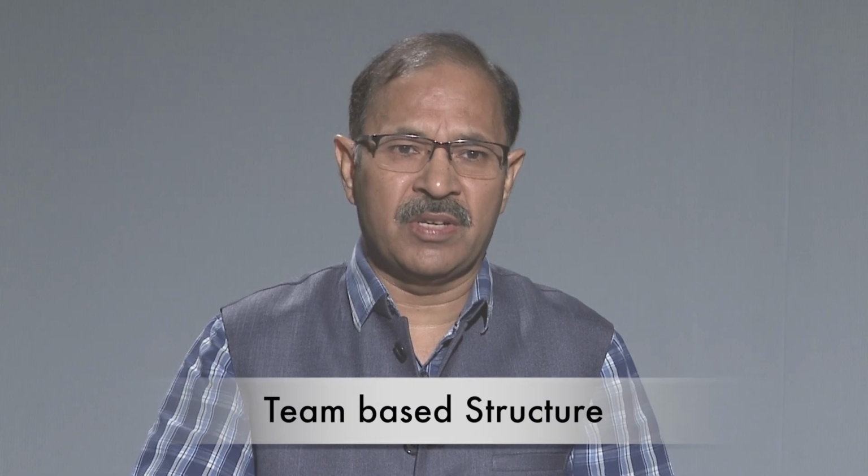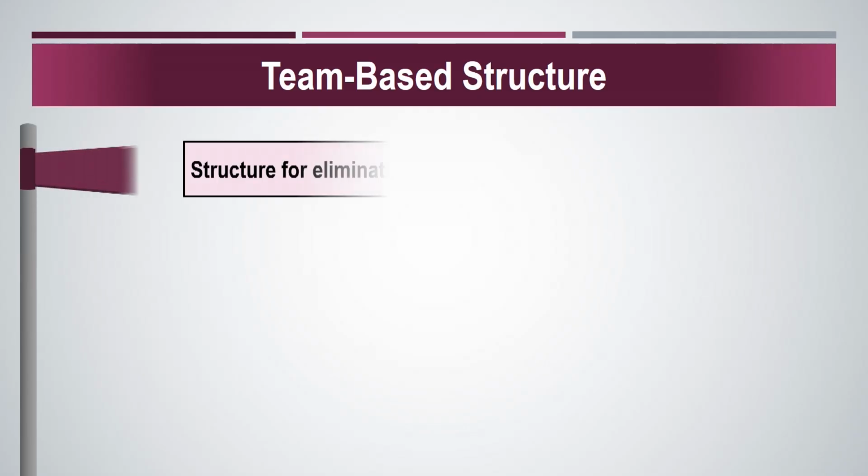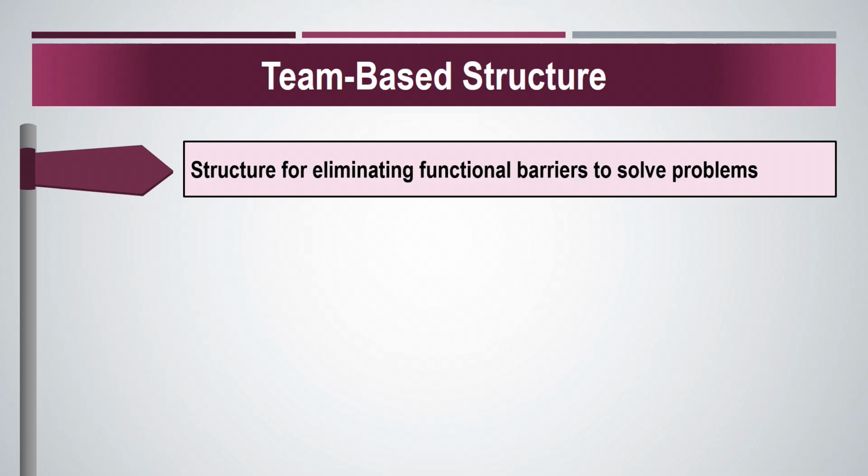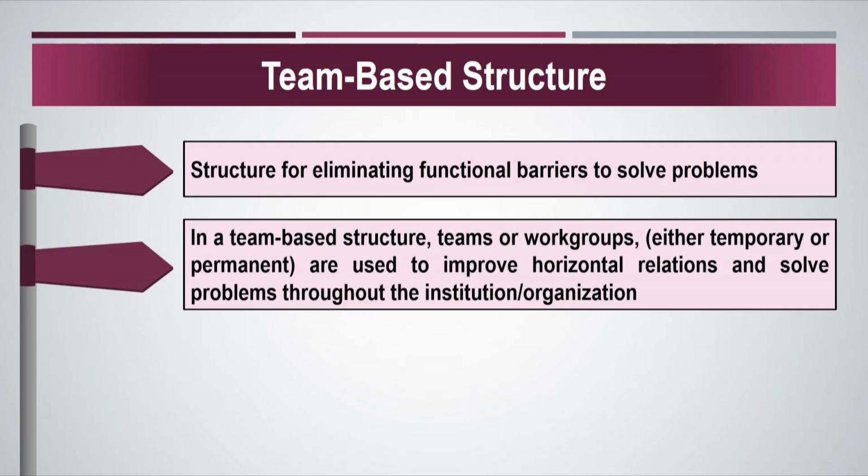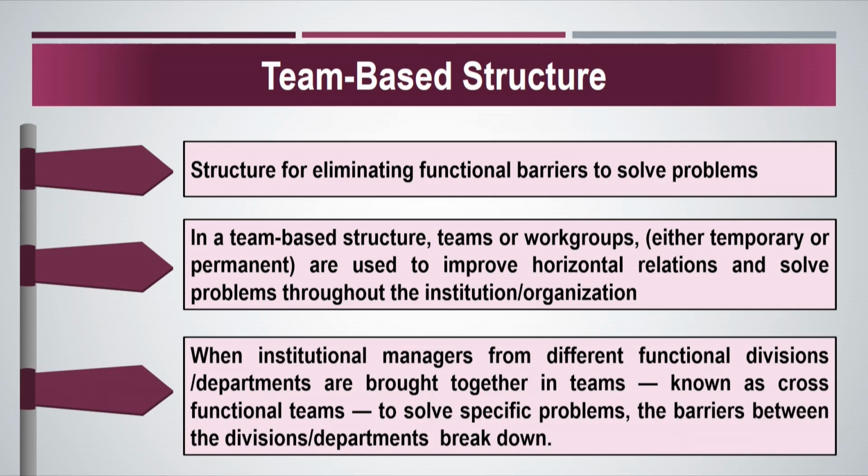Then comes the team-based structure. A structure for eliminating functional barriers to solve problems is called a team-based structure. In a team-based structure, teams or work groups, either temporary or permanent, are used to improve horizontal relations and solve problems throughout the institution. When institutional managers from different functional divisions and departments are brought together in teams, known as cross-functional teams, to solve specific problems, the barriers between the divisions and departments break down.